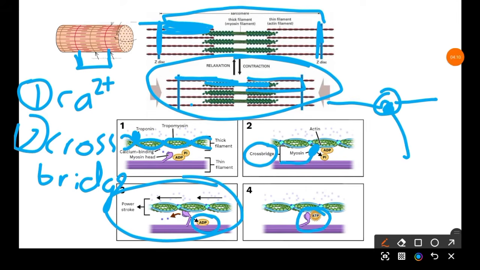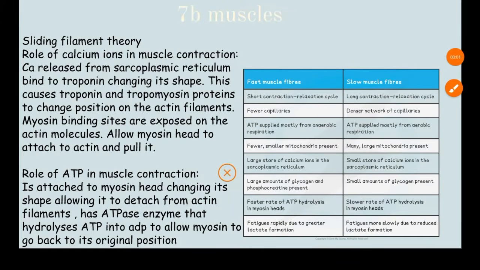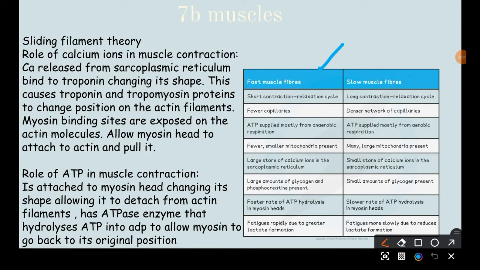The slight change in shape allows it to pull out from the actin-myosin cross-bridge. Here's a simplified diagram of everything. First, it's detached and it has the new ATP, and then the ATP is hydrolyzed into ADP and Pi, and then an actin-myosin cross-bridge is formed, and the myosin pulls the actin so that the sarcomere can shorten and the muscle can contract. The power stroke.